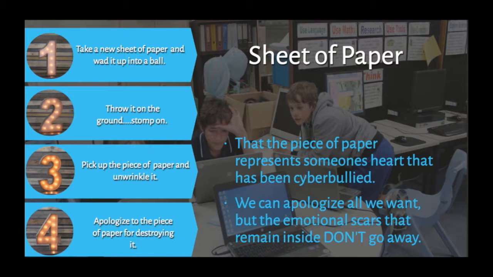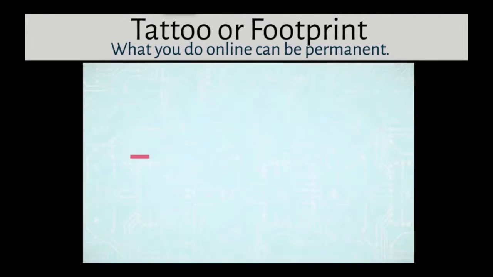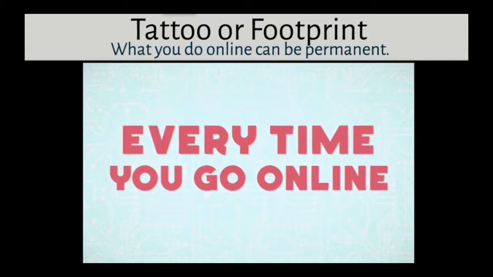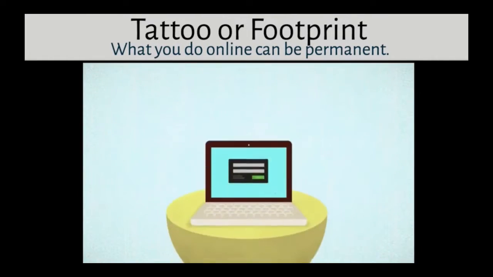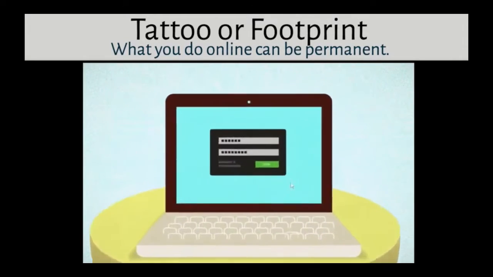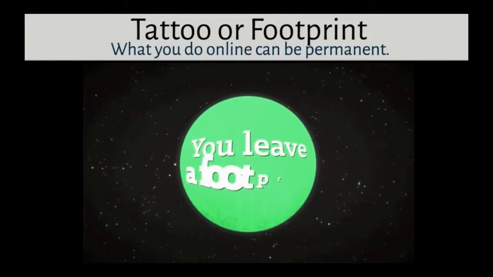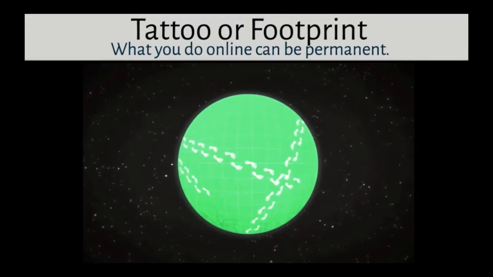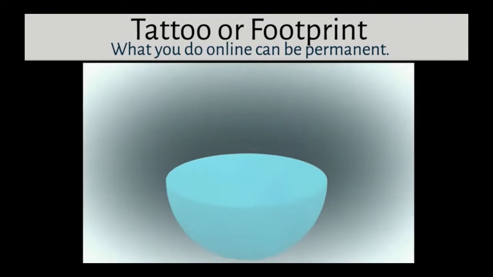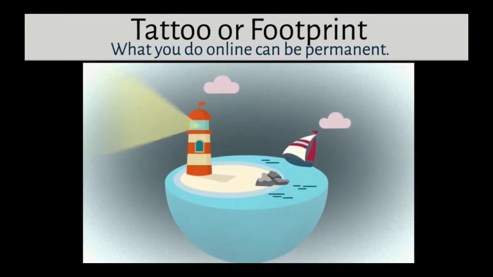After the student apologizes to the piece of paper, tell them that the paper represents somebody's heart that has been bullied online through a text or on social media. We can apologize all we want, but the emotional scars that remain don't go away. Show this video and have your students reflect on the permanency of their online actions. Mention that even though they delete something they regret, chances are that someone may have favorited, retweeted, or took a snapshot of it, especially if what they did was questionable.